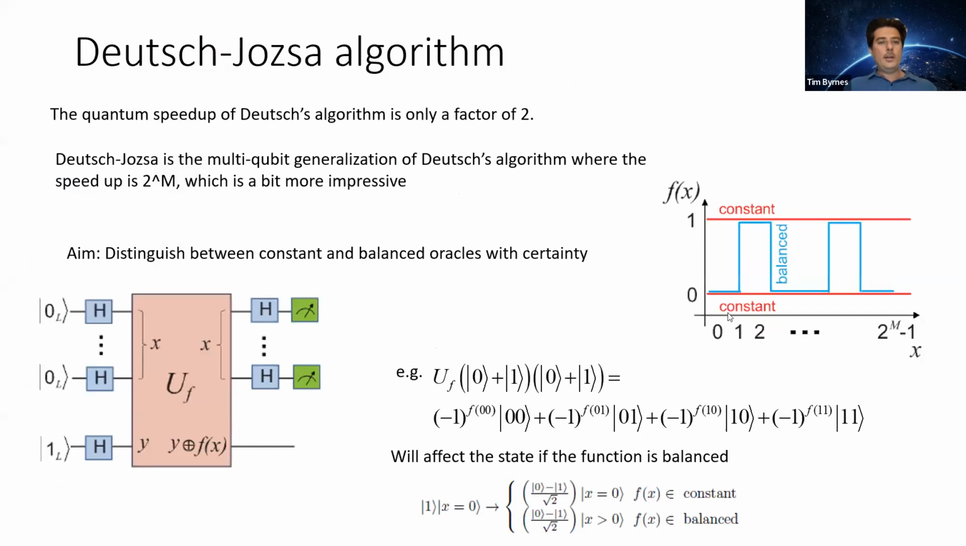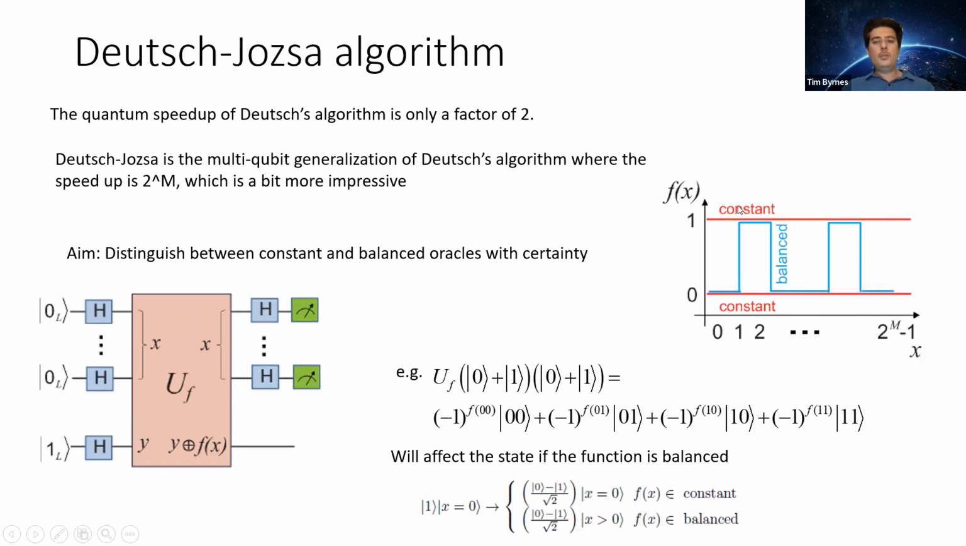How it works is basically the same circuit, just generalized. Imagine you have an oracle that looks something like this. Oh, sorry, I should define what the problem is first. So the problem looks something like this. Again, we've got this binary output function. Now the input is not just binary, but has m bits to it.